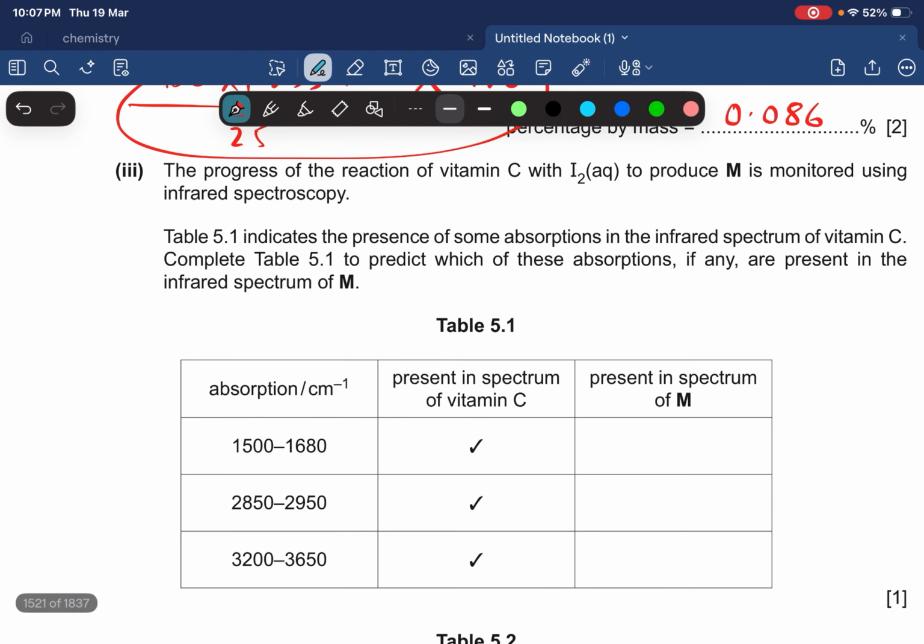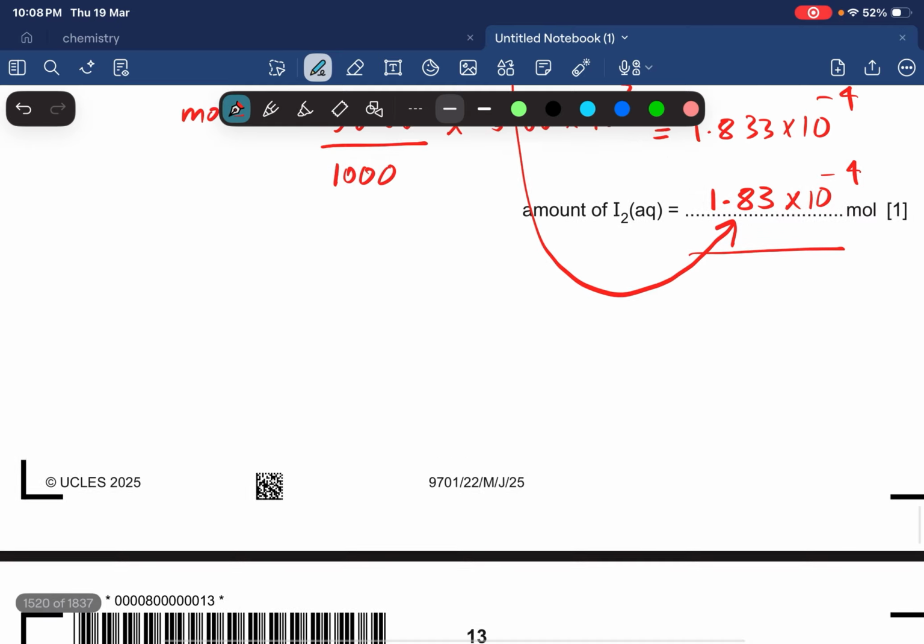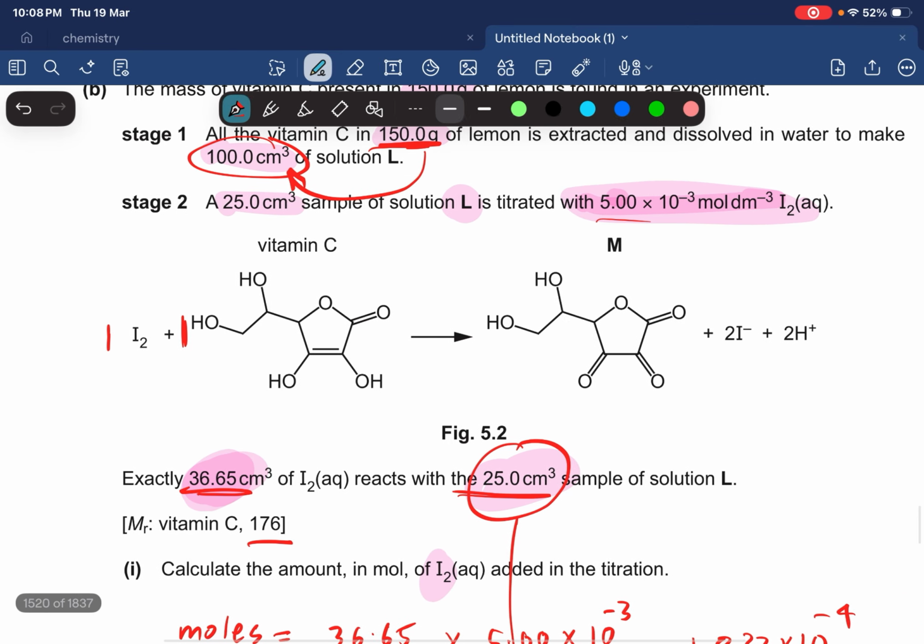The progress of the reaction of vitamin C with iodine to produce M is monitored using infrared spectroscopy. Table 5.1 indicates the presence of some absorptions in the infrared spectrum of vitamin C. Complete table 5.1 to predict which of these absorptions, if any, are present in the infrared spectrum of M. I2 to produce M. अब M क्या है हमारे पास, M है ये वाली चीज़.